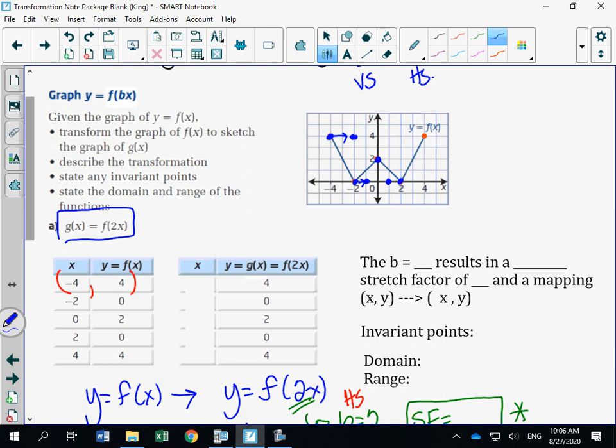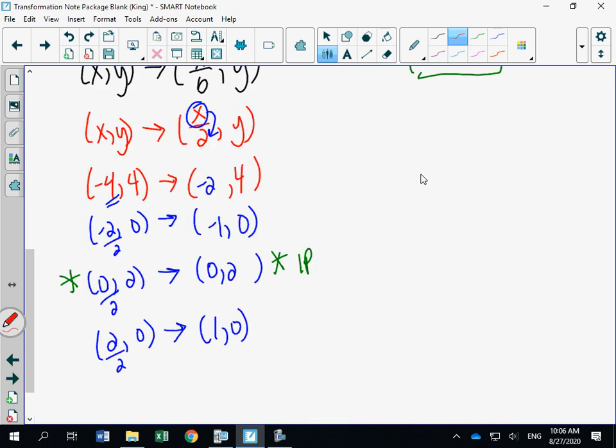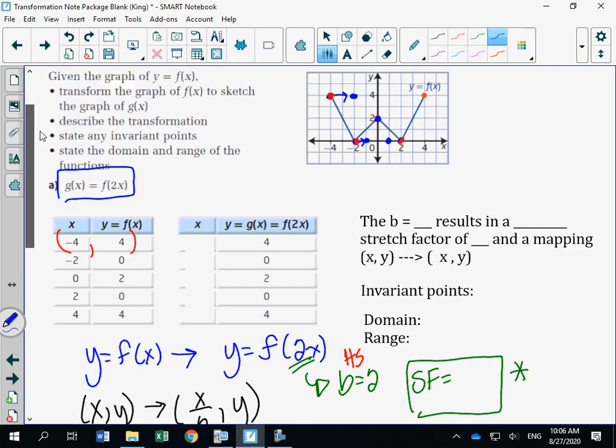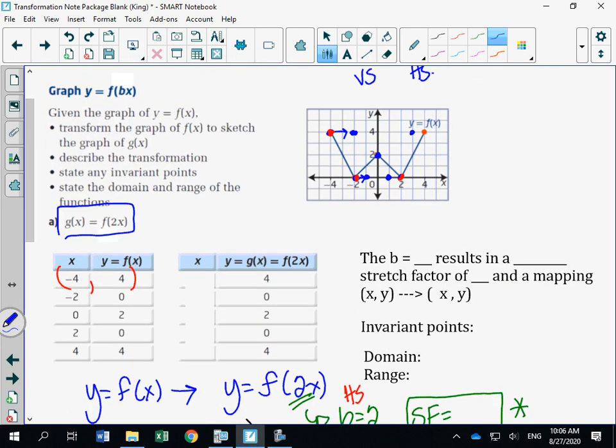And then, just so we're keeping our points, let's take this last point. That last point, x is 4, y is 4. So what happens to that point? That x value gets divided by 2. So that's going to be 2 comma 4. So our new point, 2 comma 4, is up here. Oh, sorry, 2 comma 4 is right here.